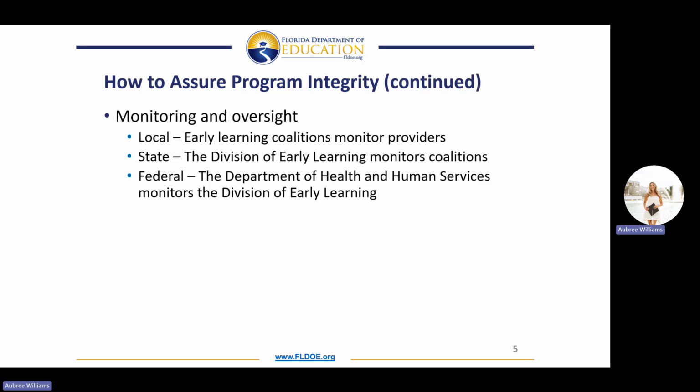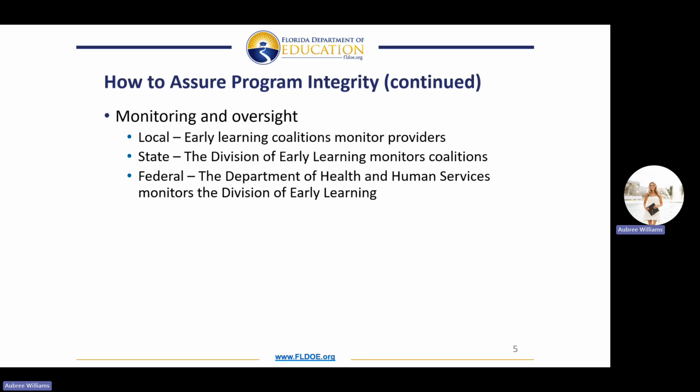And here's the 5th element of program integrity. Remember the slide, What is Program Integrity, a couple slides back? It said that appropriate use of funds is important, right? How do we confirm that everyone is using funds appropriately? That's right, through monitoring. Program integrity, including monitoring, happens at every level, local, state, and federal.